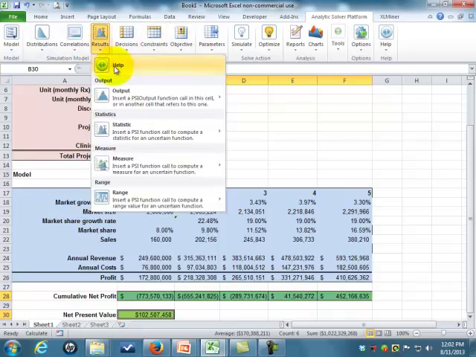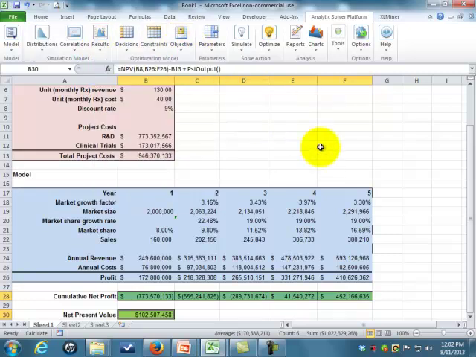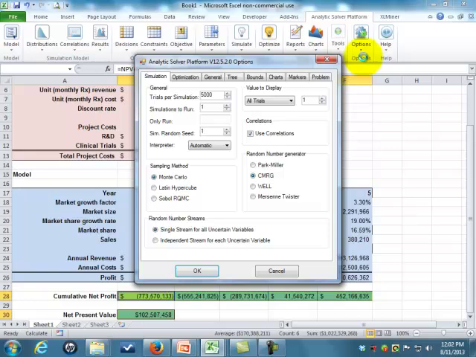So I go to results, output, in cell. That's where I want them all output after I run my simulation. Then I go to my options, and I think they want 10,000 runs, don't they? I had 5,000. I think they want 10,000. And I ran my simulation at one, a Monte Carlo. One simulation looks good.